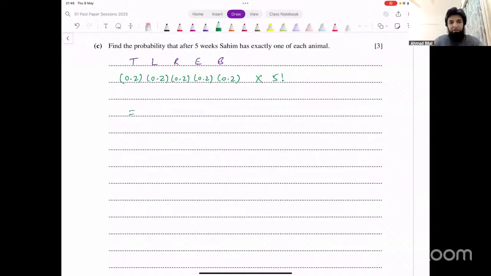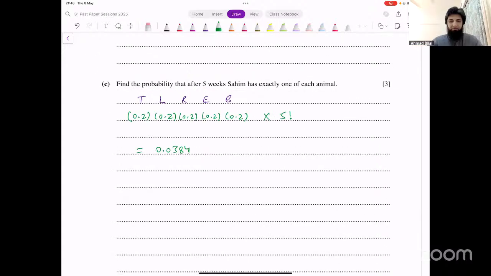You can see what that is. What's this number? 0.0384, and that's our final answer. This is what we were looking for. All right. Any problems with this? Any questions, anyone? No problems?